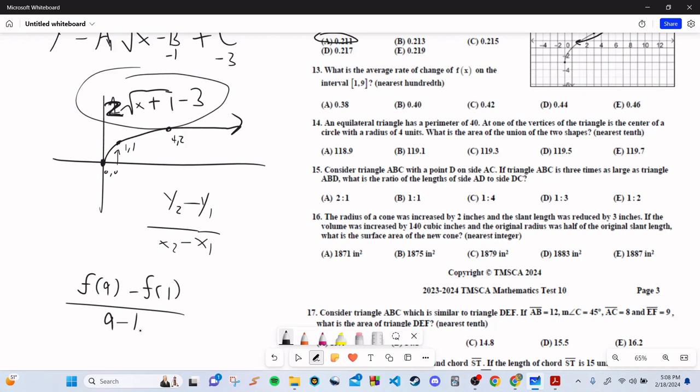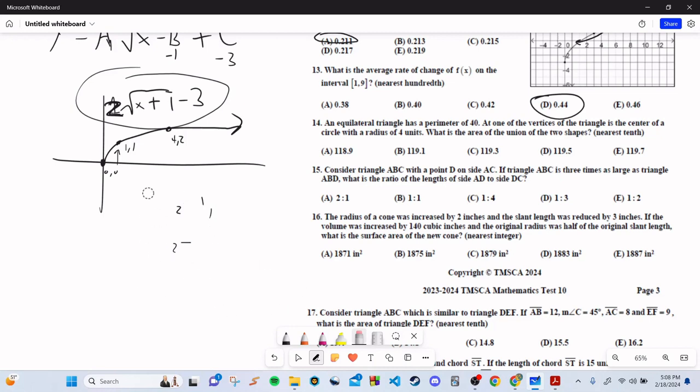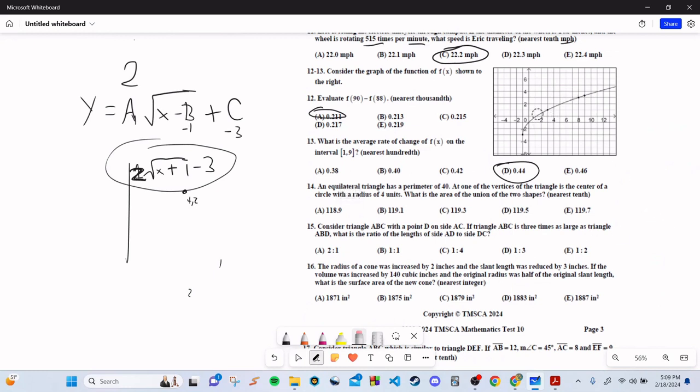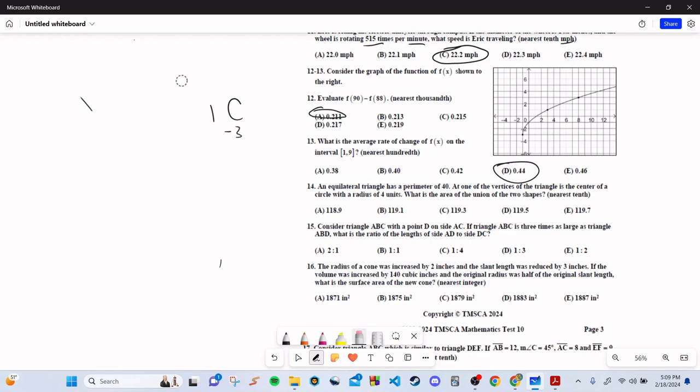And so if I plug that in, I get a value of about 0.437. So that would be 0.44, which is D. That's our answer. Right, so it's another graph question, like from the first page, but not too bad.